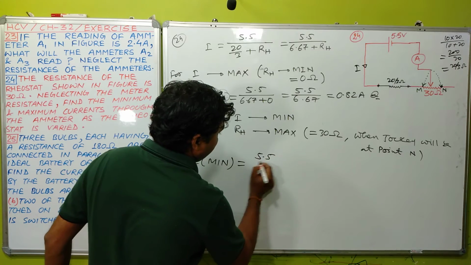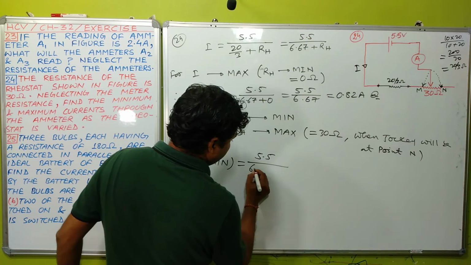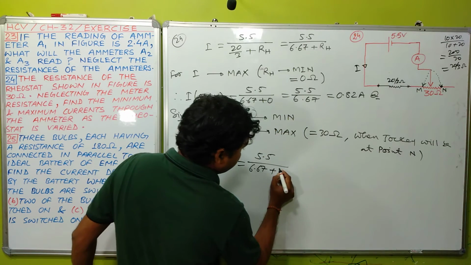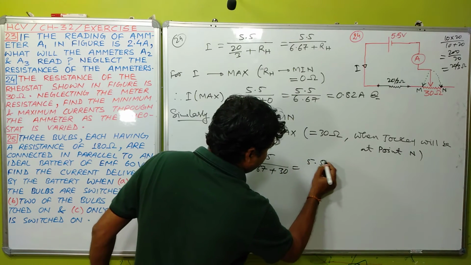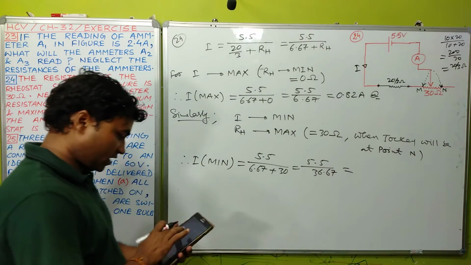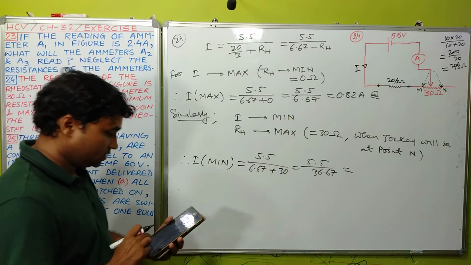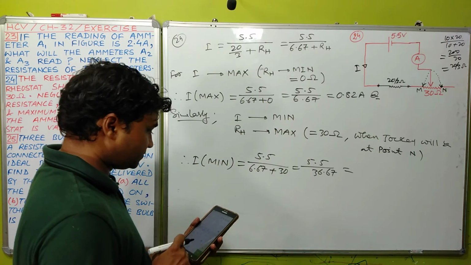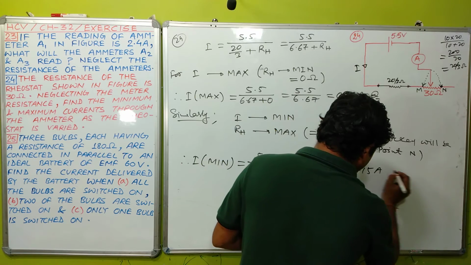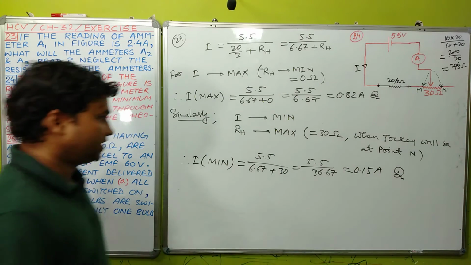This becomes 5.5 divided by 6.67 plus the value of RH, which in this case will be 30, and this is 5.5 divided by 36.67, which equals 0.15 ampere. Okay student, this is your final second answer.